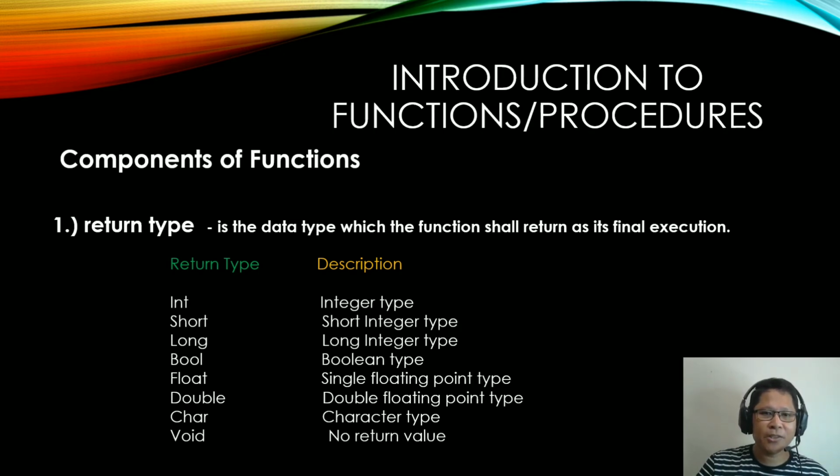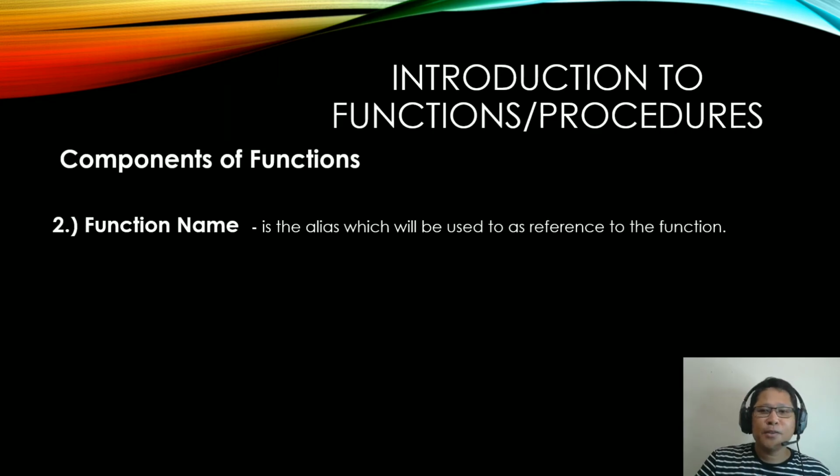So the integer type here, and we have short, which is a short integer type, and this is long integer type. A Boolean type, a single floating point type, a double floating point type, a character type, and a void type. So these are the return types. Number two is the function name.